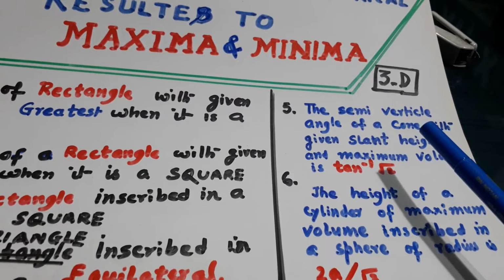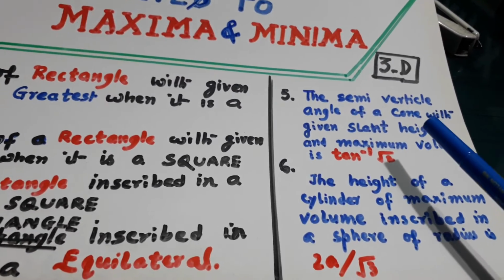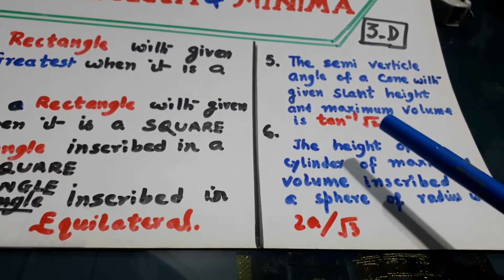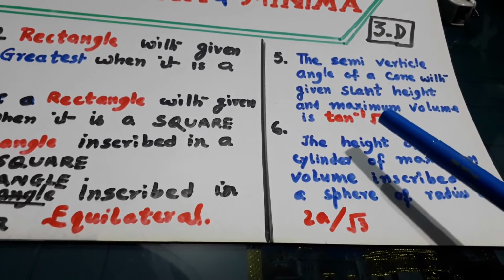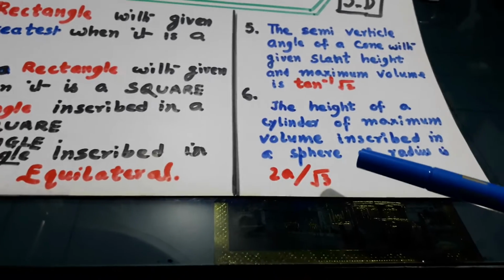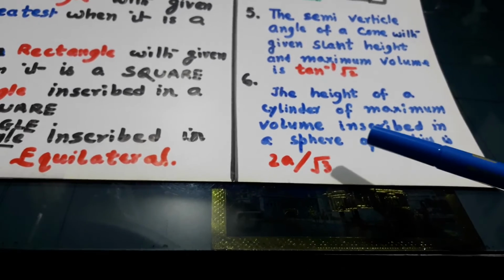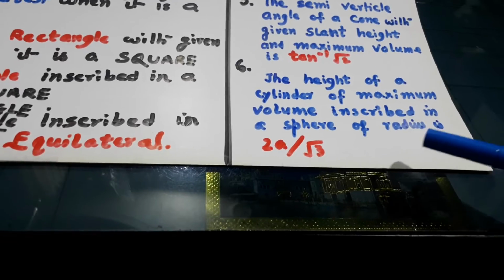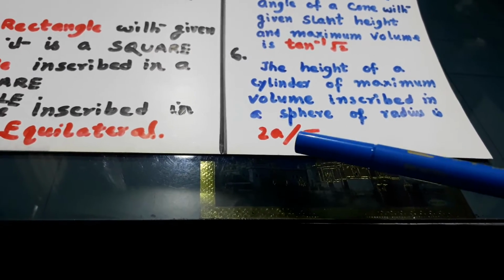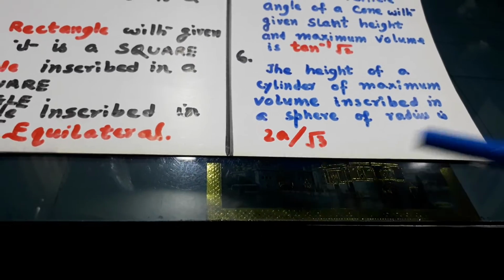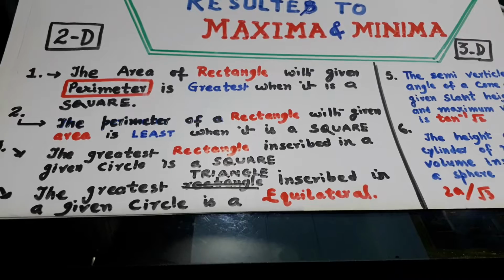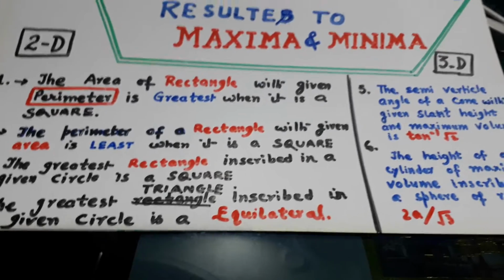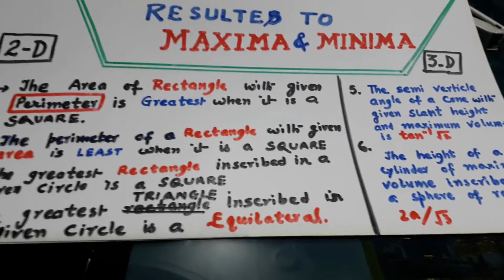The semi-vertical angle of a cone with given slant height and maximum volume is tan inverse root 2. This is the angle, the semi-vertical angle. And the last one: the height of a cylinder of maximum volume inscribed in a given sphere of radius a is 2a over root 3. a is the radius. So these results you must remember, so that while doing the multiple choice questions, you are a bit sure of opting for the right option. Let us go further.